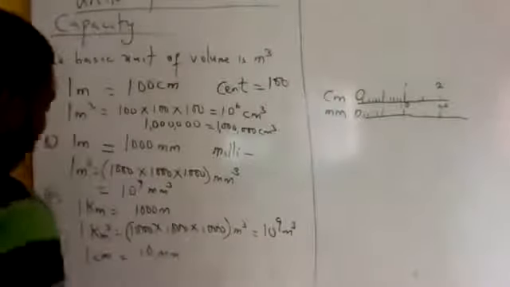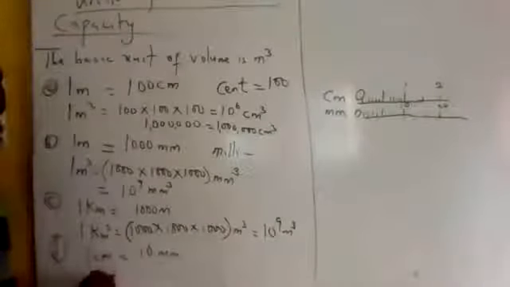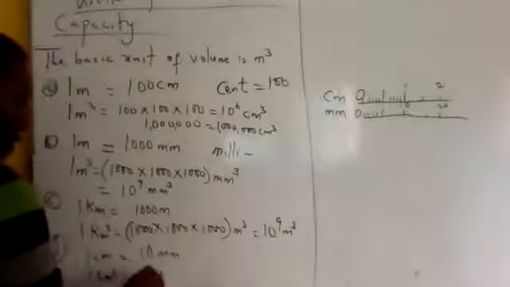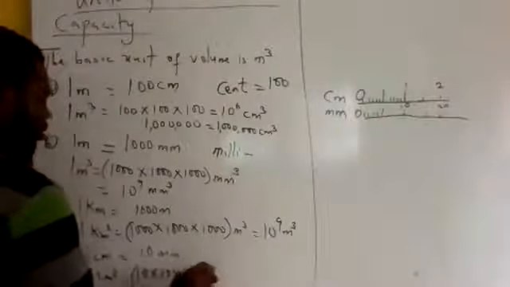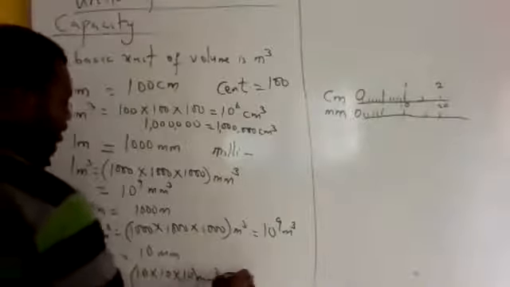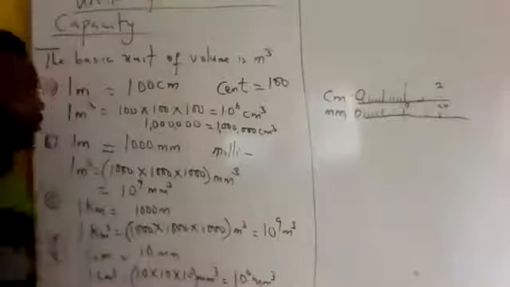So 1 centimeter cube would now be equal to 10 multiplied by 10 multiplied by 10 millimeters, which is 10 raised to the power of 3 millimeters cube. So let's take note of all of this. Write it down.